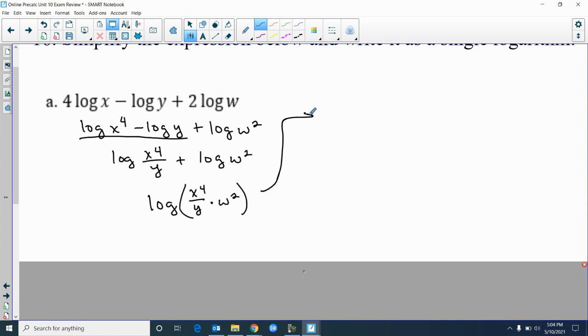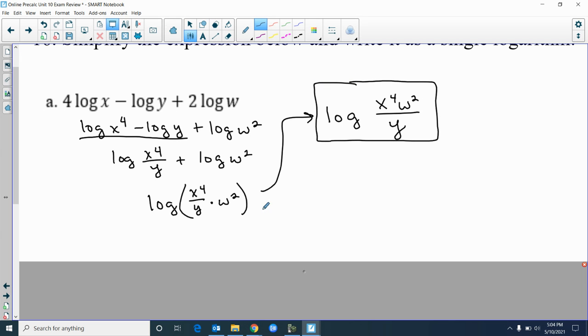Well, we need to write that in its simplest form. When I multiply those together, that's like w squared over 1. I get log of x to the 4th w squared all over y. That will be my final answer. Do not try to do the plus first. You go in order of operations. A minus and a plus is the same. You do whichever one comes first. Log of x to the 4th, w squared over y.